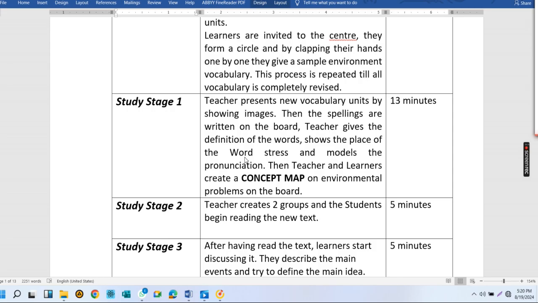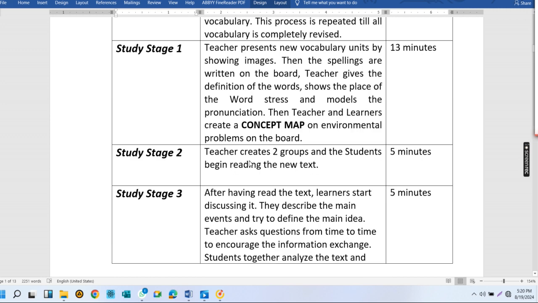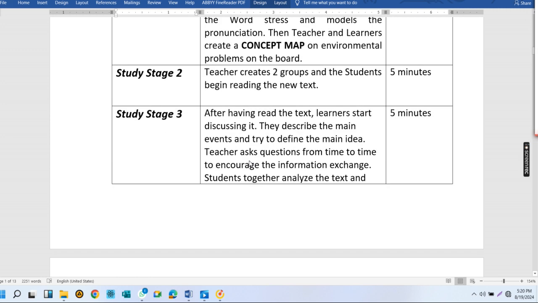Together with the teacher, they will create a concept map on the whiteboard on environmental problems. Then, as a teacher, I shall pass to my reading passage. I shall divide the text into two parts. Also, I shall divide my students into two groups, and I shall give one part to each group, and my students will start reading the text. I shall use the silent reading method.